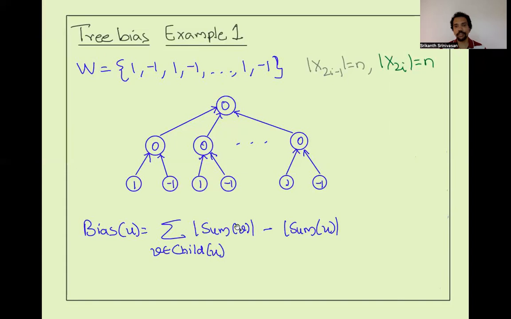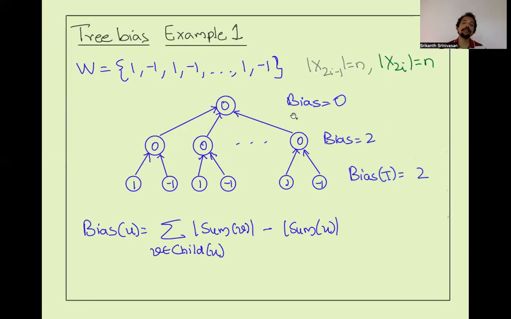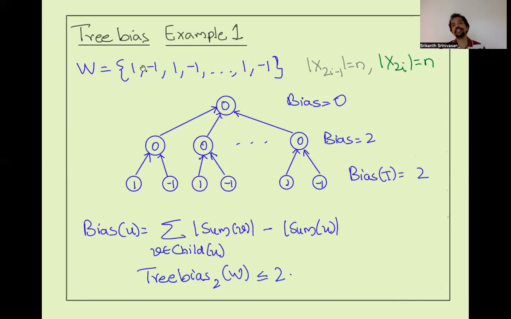And that's just the definition of bias again. So that's what we compute, and now you can compute the biases of all the nodes here. So this is what we've done. And so the bias of the tree is the maximum over all paths in this tree of the sum of the biases along the path, and that's going to be 2. So this shows that the tree bias of this very simple set W is 2. It's at most 2, so it's an upper bound on the tree bias.